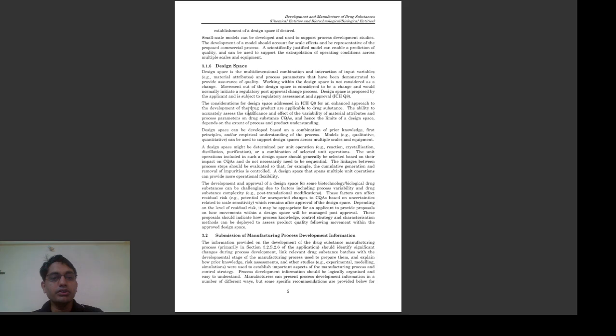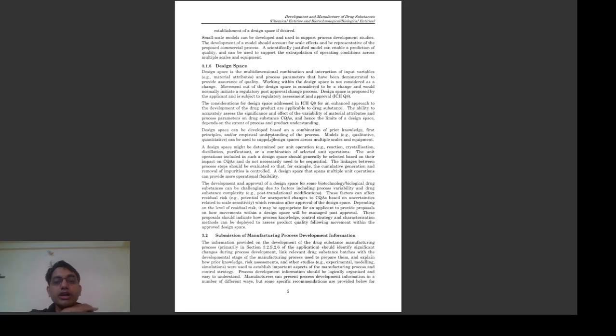The consideration of design space is an approach to development of drug substance and is applicable to drug substance. The ability to accurately assess the effect of variability of material attributes and process parameters on drug substance quality determines the limits of the design space, and hence depends on the extent of process and product understanding. The design space could be developed based on a combination of product knowledge, first principles, and empirical understanding of the process, that is, models, quantitative and qualitative. It can be supported across multiple scales and equipment.